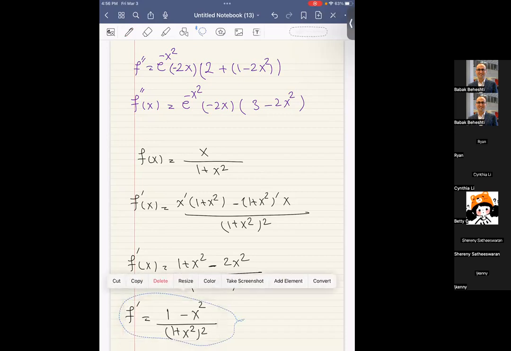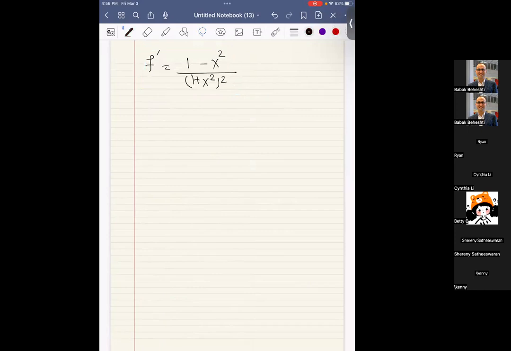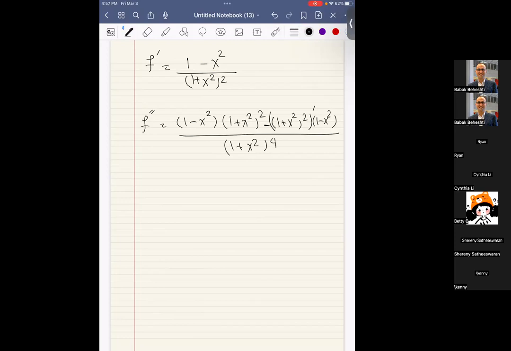So this is f prime. So f double prime would be the derivative of the top times the denominator minus the derivative of the denominator, 1 plus x squared prime, times the top, 1 minus x squared, over 1 plus x squared to the power 4, right? Now the main question is what is the derivative of 1 plus x squared squared?